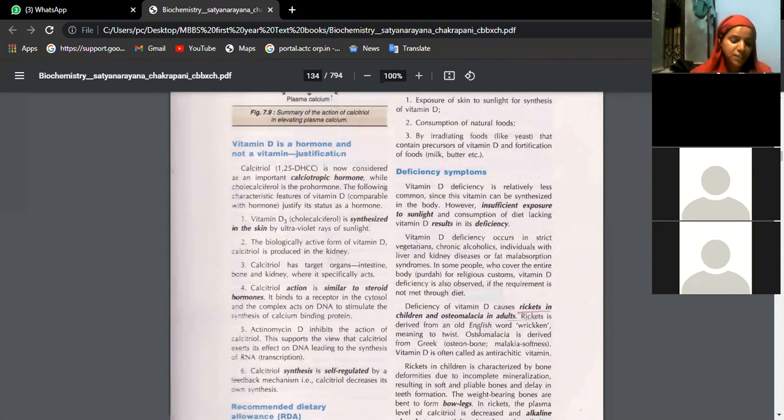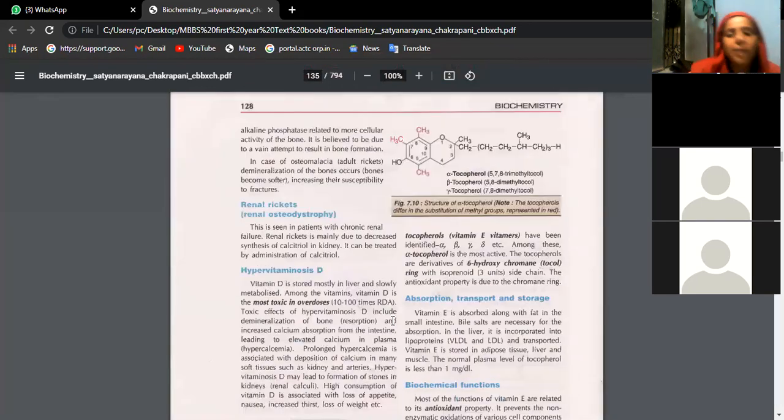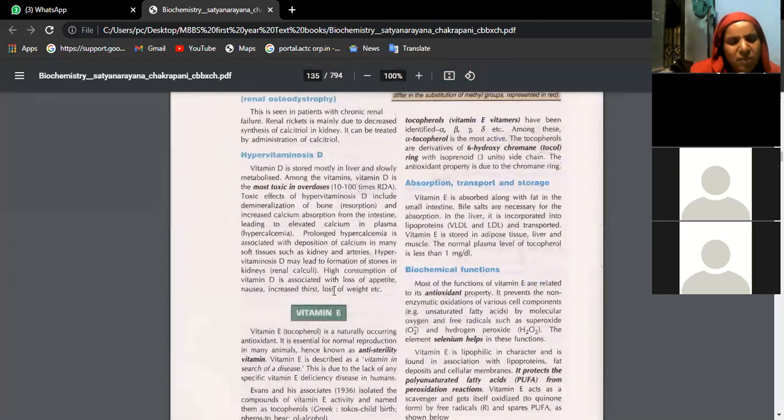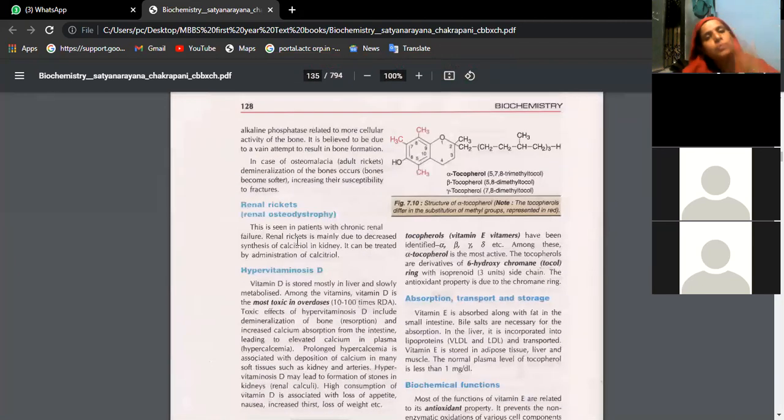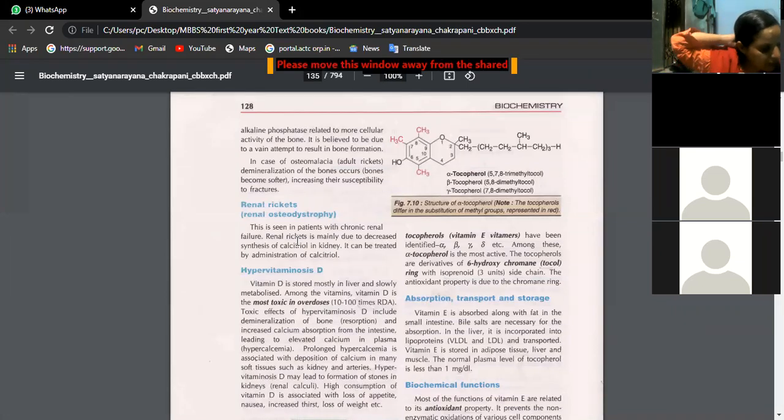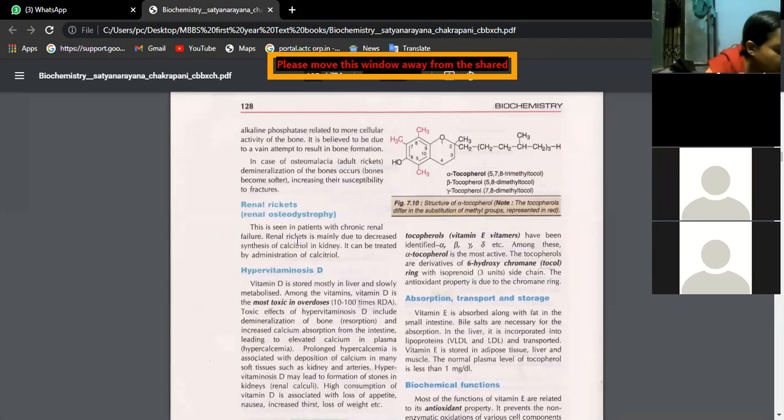So we have to write synthesis, biochemical functions, we have discussed sources, and RDA also we have discussed, and lab assessment, that means how to assess, blood levels we have to check. But blood level checking is not given here. You have to check on the internet. What is the test which is usually done? Normal levels also we should write. Blood vitamin D levels.